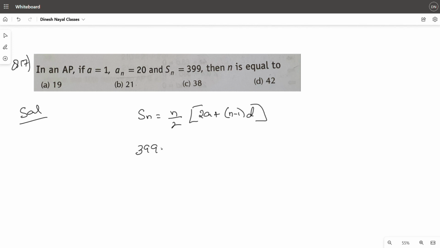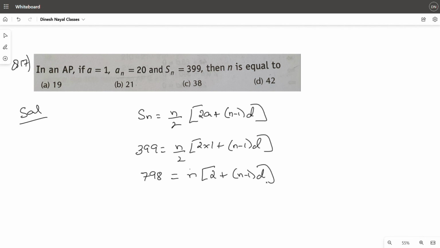So Sn is 399, a is 1. So writing 399 equals n by 2, a is 1, so 2 into 1 is 2 only. So this is 2 plus n minus 1 into d. Now cross multiplying, this is 399 into 2, so this will be 798. 798 equals n times 2 plus n minus 1 into d.